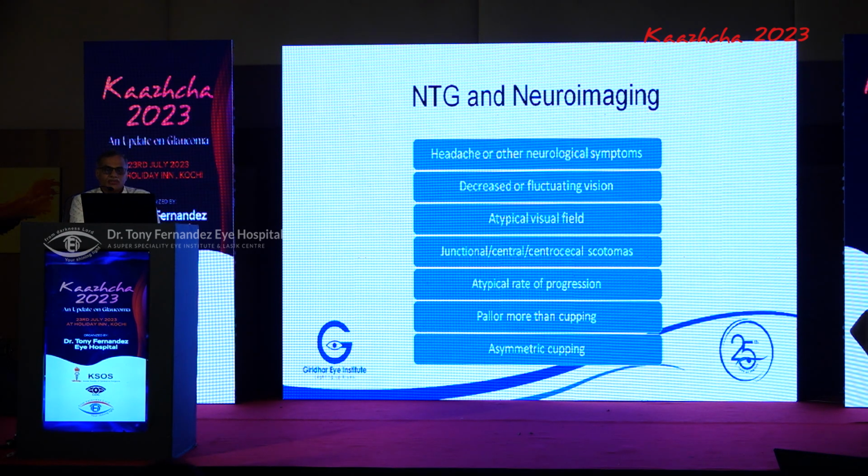When do you send for neuroimaging? Well, you have a patient with headache or other neurological symptoms, decreased or fluctuating vision, atypical visual fields, atypical rate of progression, pallor more than cupping. All these patients you have to send for a neuro consultation also.